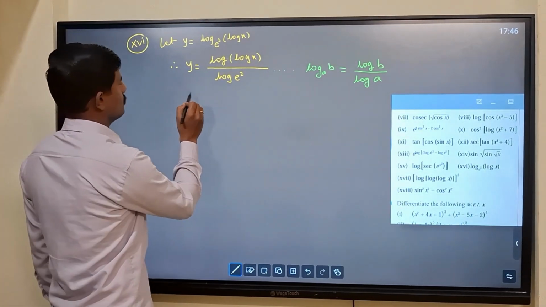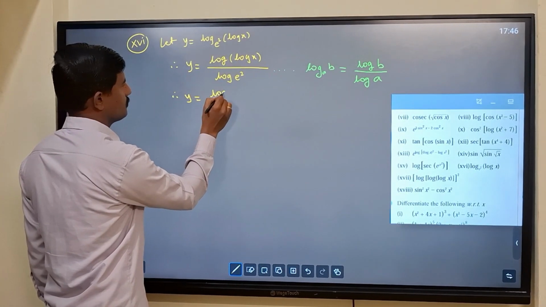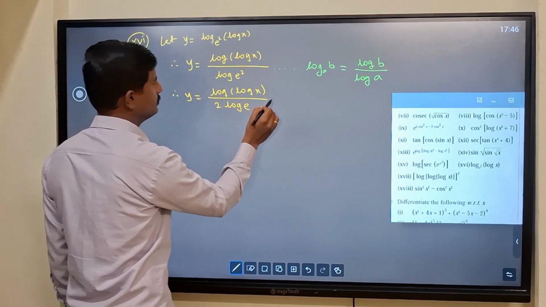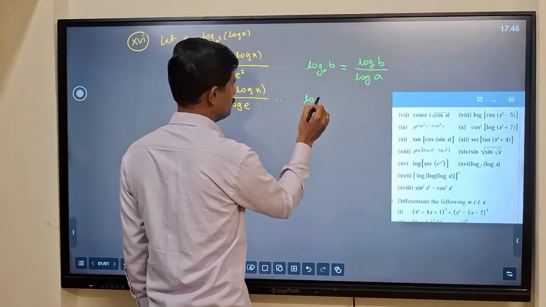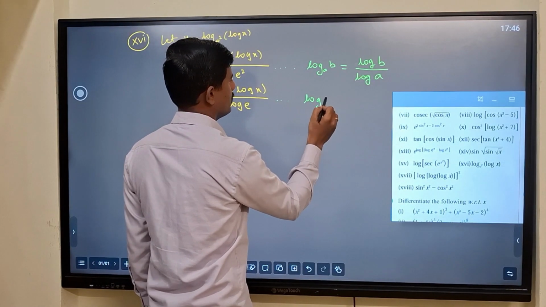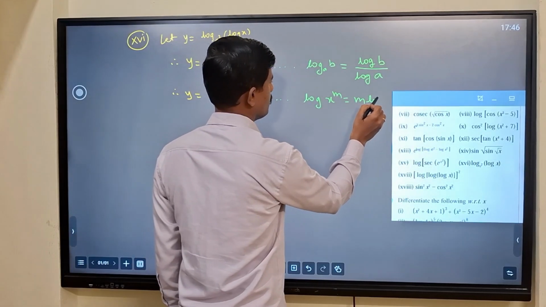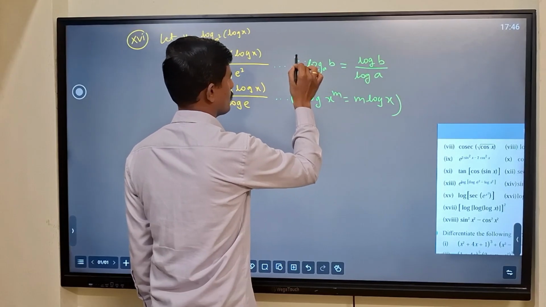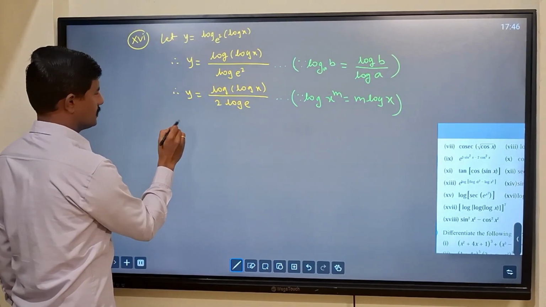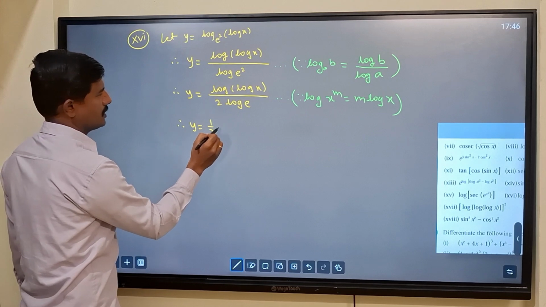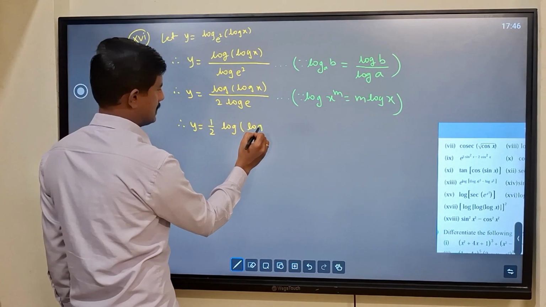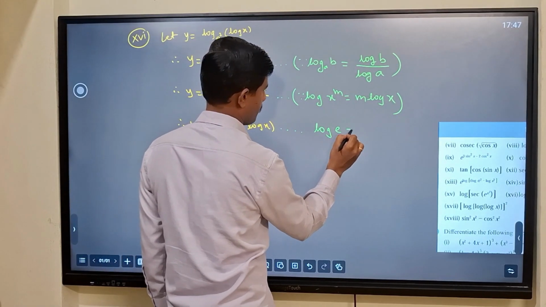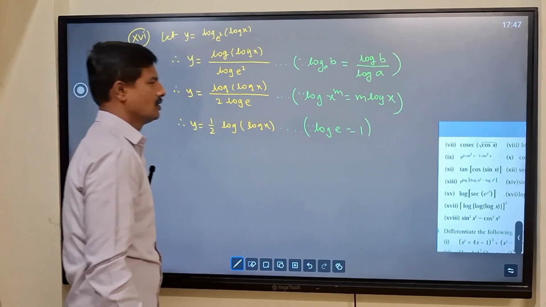Now again this will become y equal to log of log x upon 2 log e. Here we are using the second rule: log of x raised to m becomes m log x. And this equation will become y equal to 1 by 2 log of log x. Here this log e becomes 1, since log value of log e is 1.